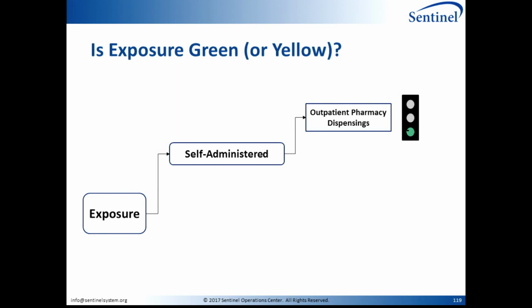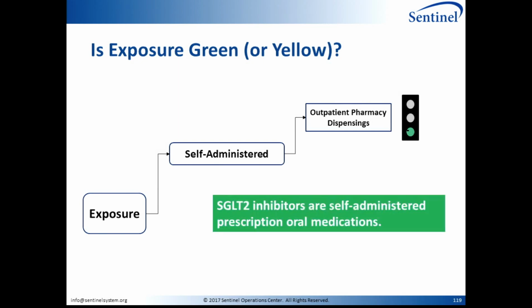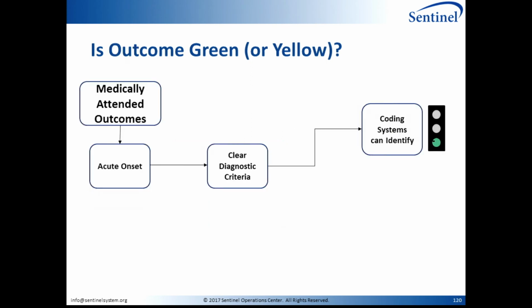And in this case, we have a self-administered outpatient pharmacy dispensing. And as a result, that's a green light, so we should go forward. We also want to think about our outcome, diabetic ketoacidosis. And so what we're looking at here is a medically attended outcome. In fact, this outcome was seen in the ED or the inpatient setting. It was hospitalized, so it was very serious.